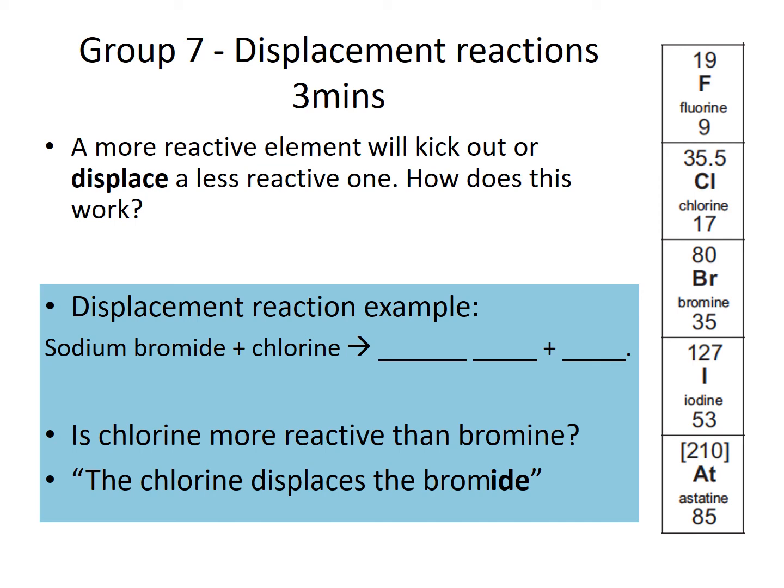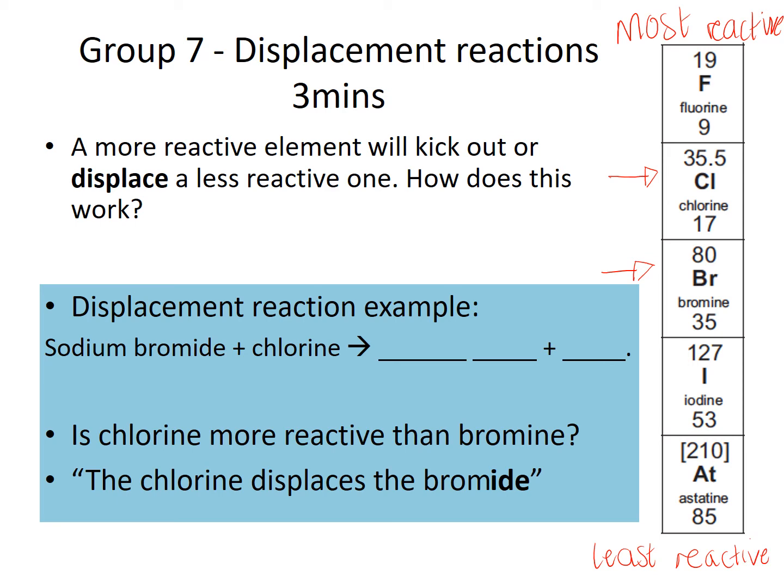You've got sodium bromide and you've got chlorine. Now, if I look at my list of group 7 elements on the right here, I can see that chlorine is above bromine, which is here. And we said at the beginning that the most reactive ones are at the top, and the elements get less reactive as you go down the group. So the least reactive is this astatine at the bottom.